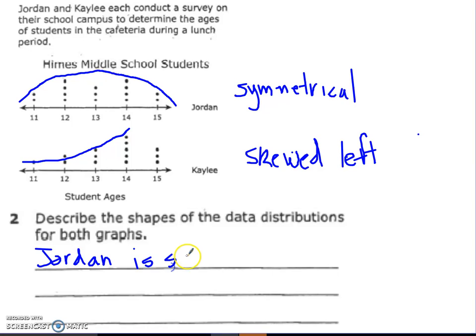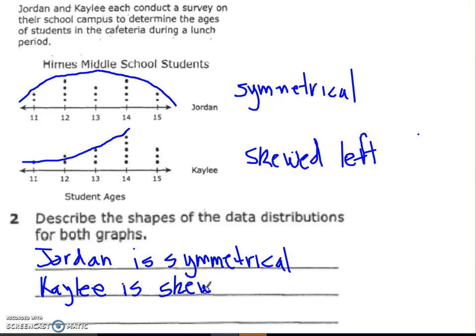So Jordan is symmetrical. Kaylee is skewed left.